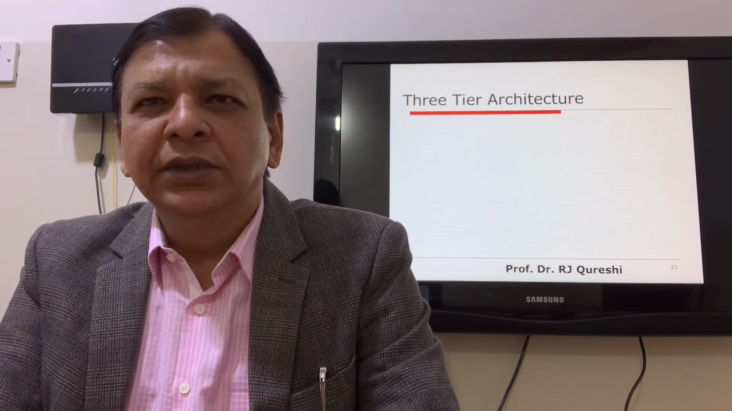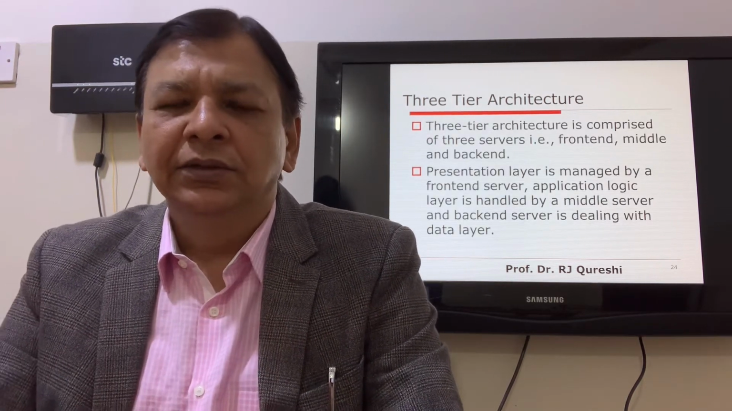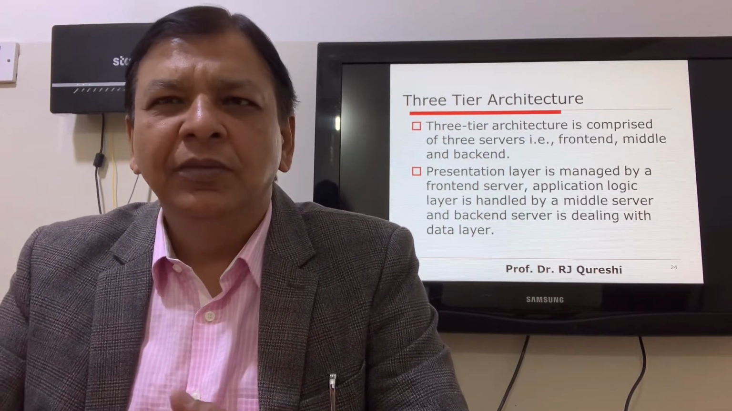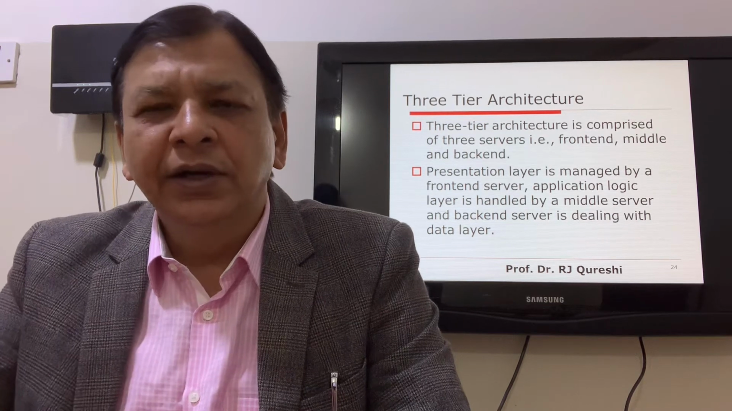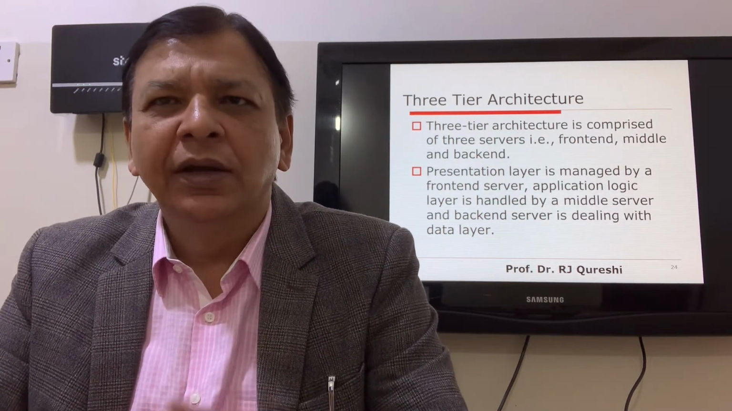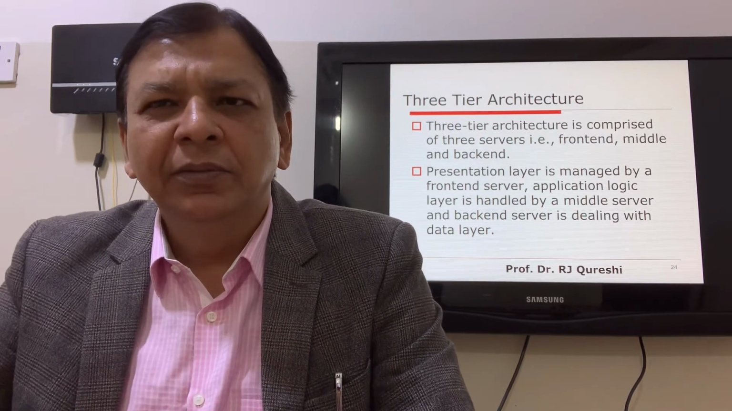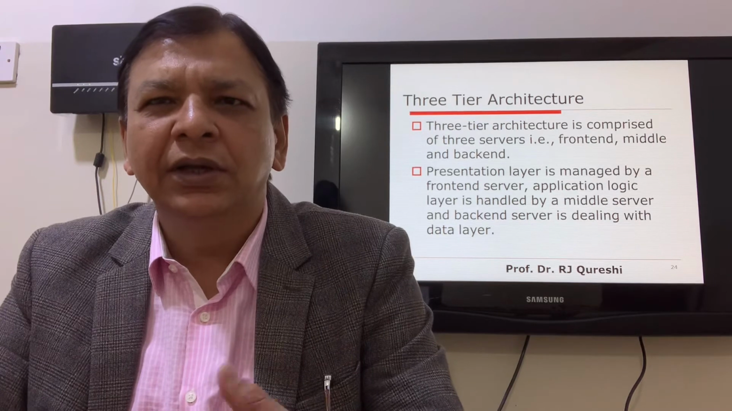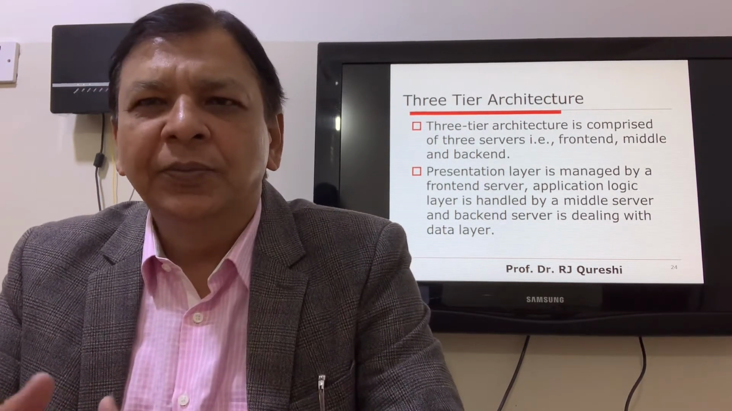Three-tier architecture means there are three layers of servers or three rows of servers. We have front-end server, we have middle server and we have back-end server. Front-end tier, middle tier and back-end tier. Presentation layer is handled by front-end server, and the processing logic and business logic, or application logic, is handled by middle tier, and in the presentation layer only the interface is handled by the front-end server.